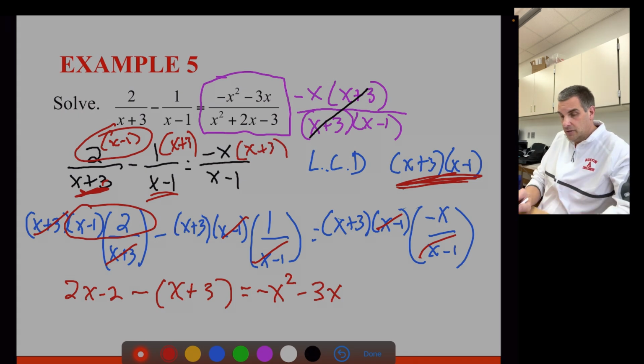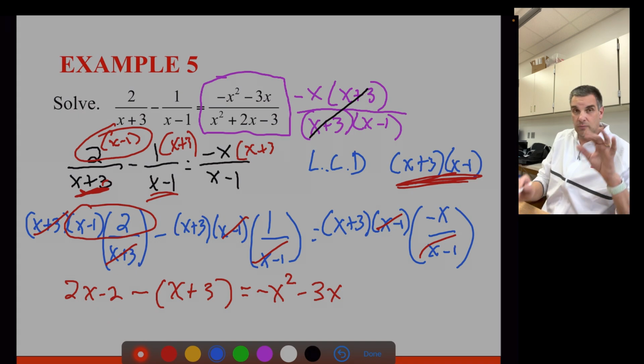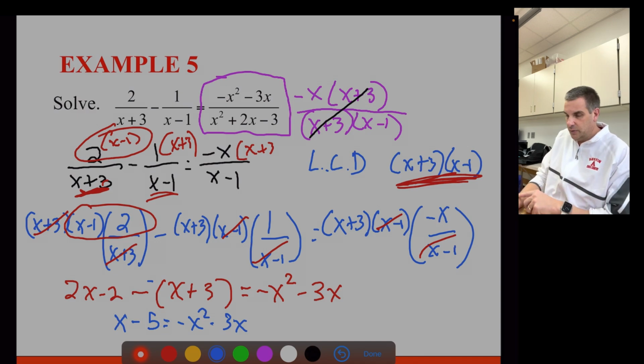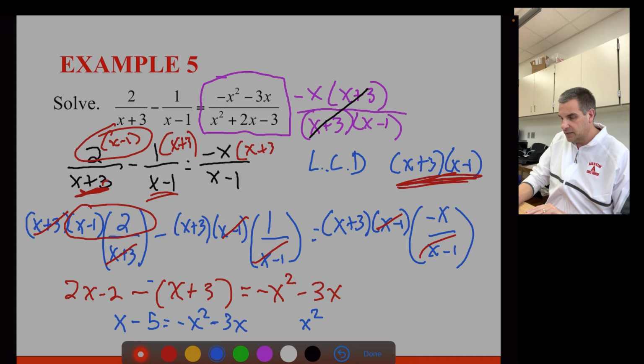Combine like terms. So 2x minus x is just x. Minus 2, that's minus 5. Equals negative x squared minus 3x. This is better. So move the x squared to the other side, so that's x squared. 3x to both sides, so 3x plus x is 4x. There we go. Minus 5 equals 0.